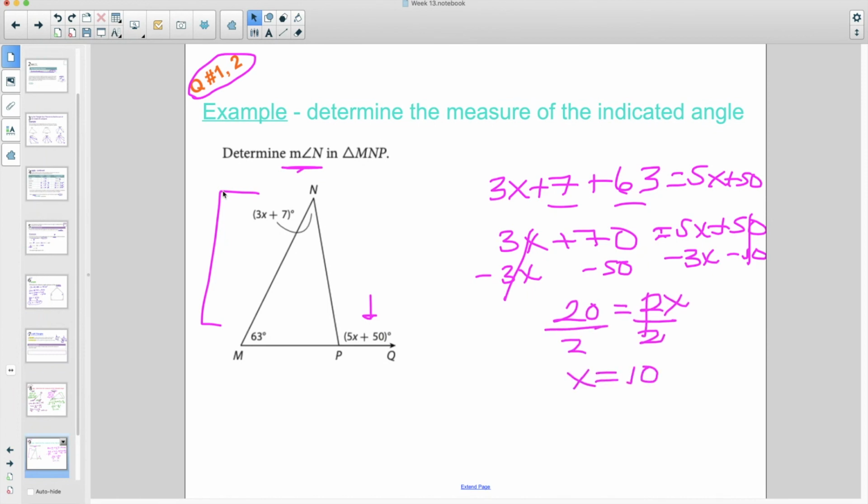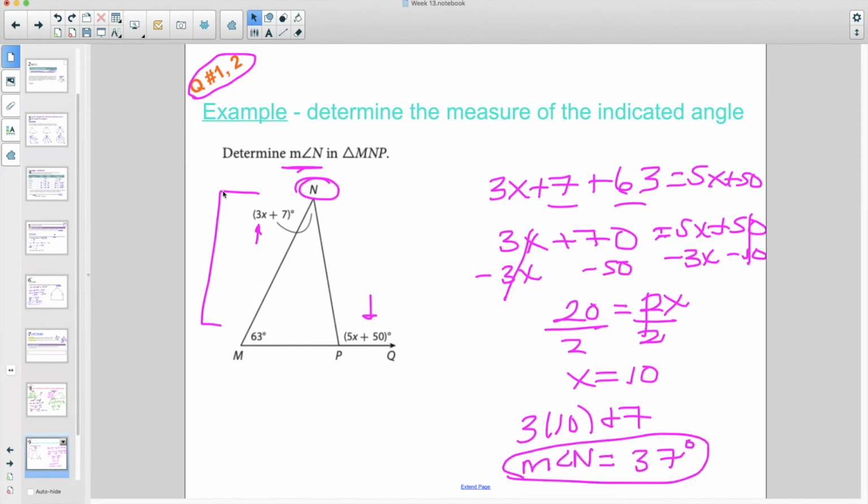Now remember, we're still solving for the measure of angle N, so we have to plug that 10 in for the x in that angle measure. So we have 3 times 10 plus 7, so 30 plus 7, the measure of angle N is going to be 37 degrees. Great. All right, so that is our last example.